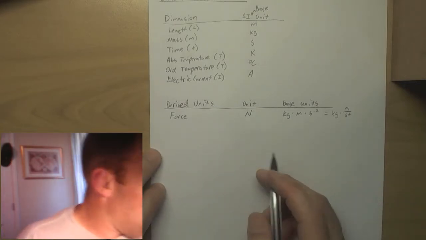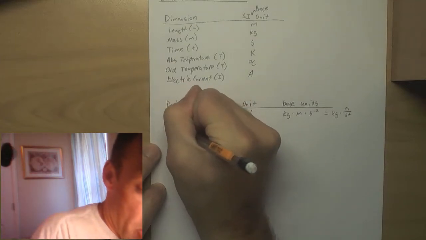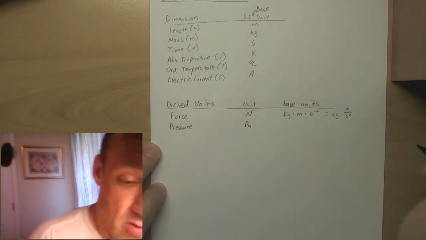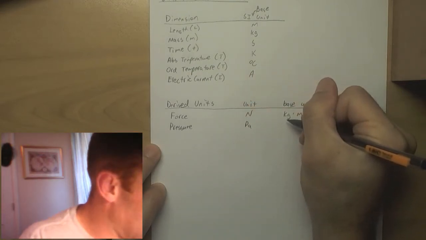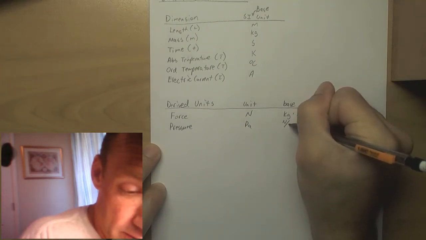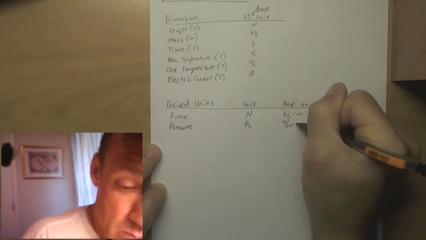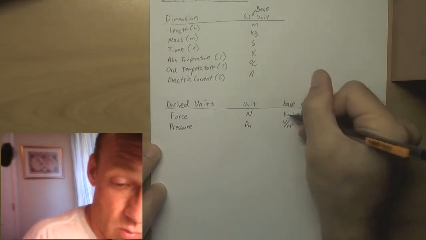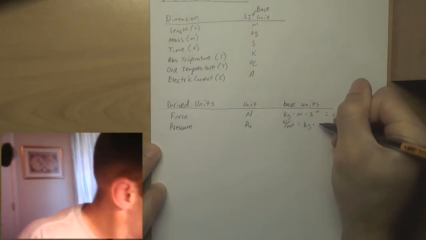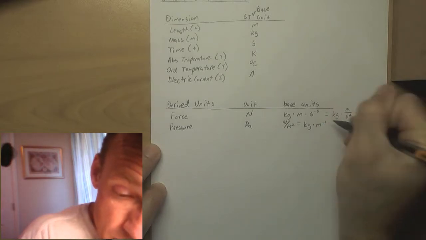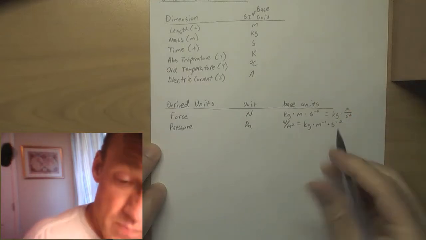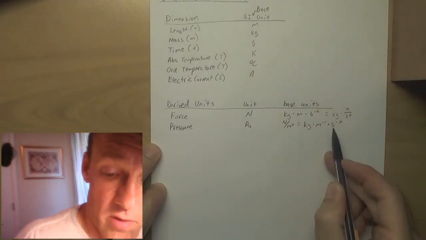Okay, there's also the unit of pressure, and its unit is pascals. And in base units, that would be force per unit area, or just like we wrote up here, you just divide this by meters squared. You get kilograms divided by meters divided by seconds squared.